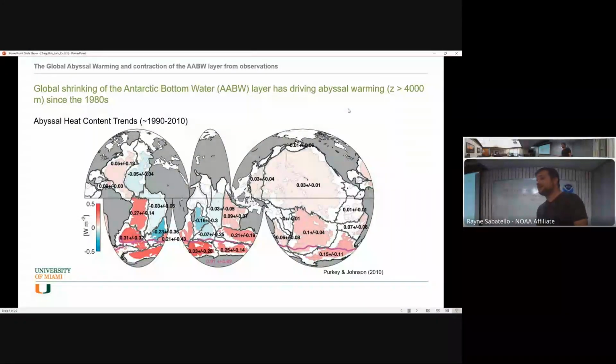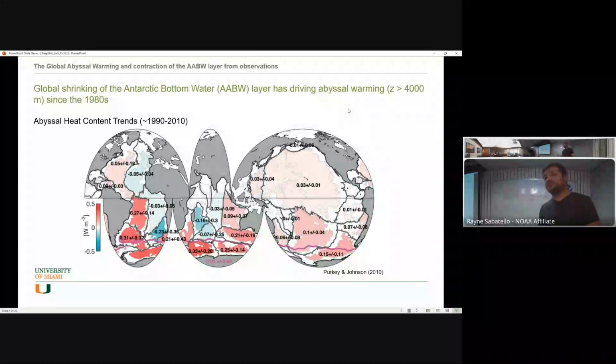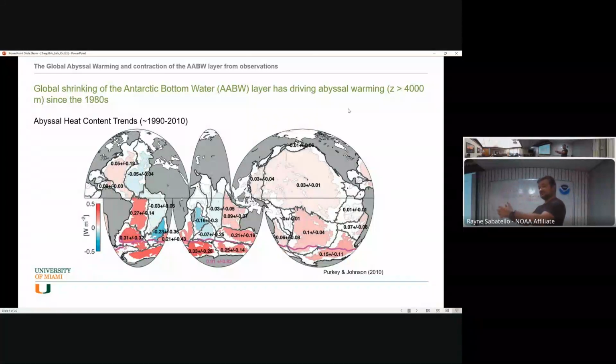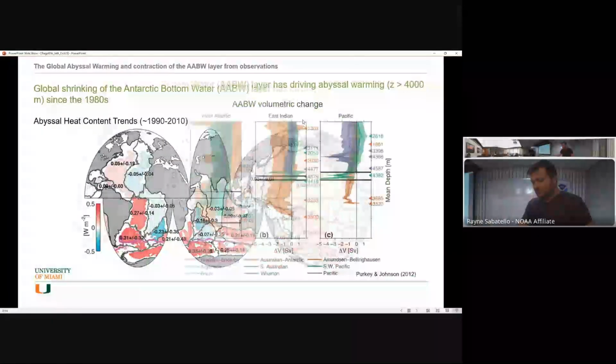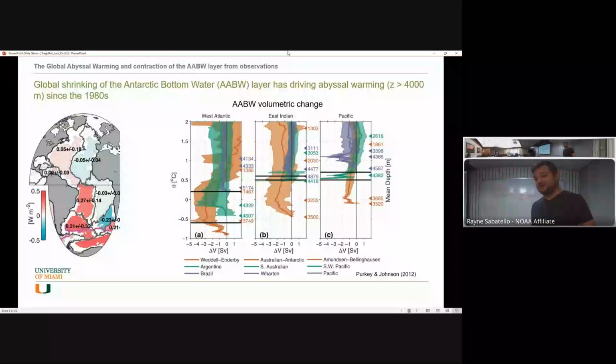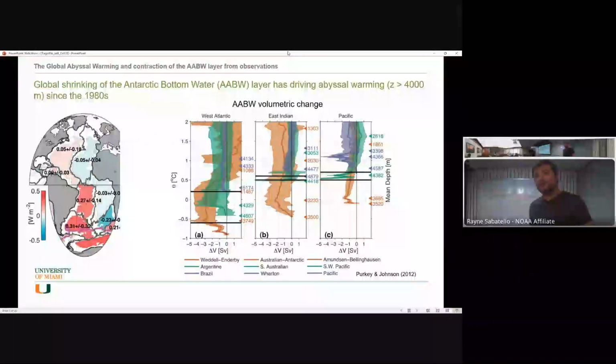And the hypothesis is that as we decrease the formation of the Antarctic bottom water, we weaken the lower limb of the AMOC, this abyssal limb of the AMOC, and we have this layer shrinking. And this is another figure from Sarah Purkey and Greg Johnson, where they quantified the volumetric change since the 80s of this Antarctic bottom water.